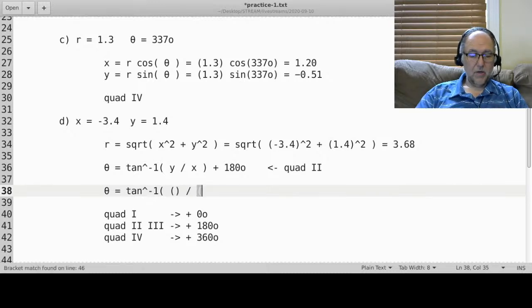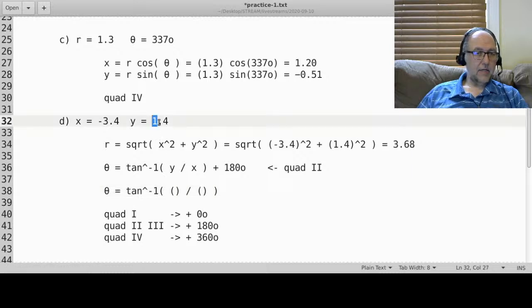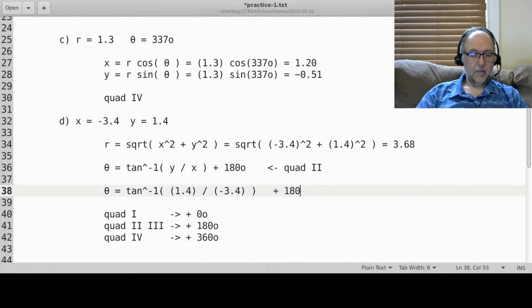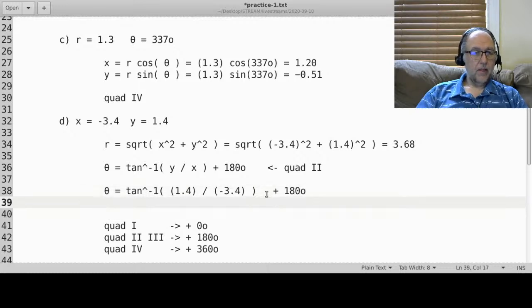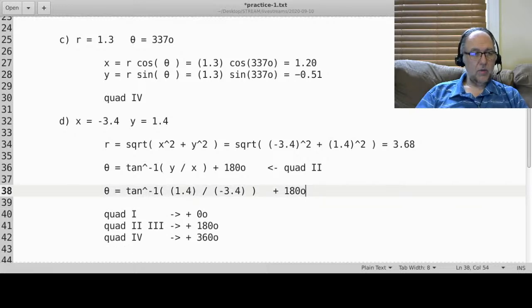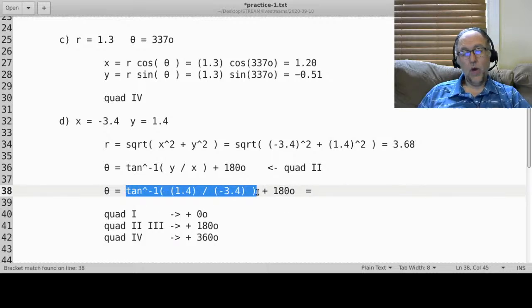So I've got the y value divided by the x value. The y value goes right in there, and that's going to be 1.4. The x value goes in there, and it's got to carry that negative sign with it. And then of course we're going to add to that 180 degrees. And what did that turn out to be? Again, you might say, I don't know how to do that on my calculator. Well, I can't help you right now, but I'd be more than happy to help you later. But do figure out how to do that.